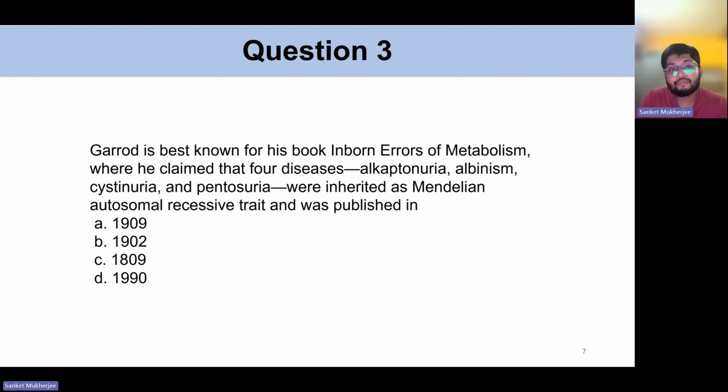Garrod is best known for his book Inborn Errors of Metabolism, where he claimed that four diseases, alkaptonuria, albinism, cystinuria, and pentosuria, were inherited as Mendelian autosomal recessive traits, and was published in the year 1909, 1902, 1809, or 1990.